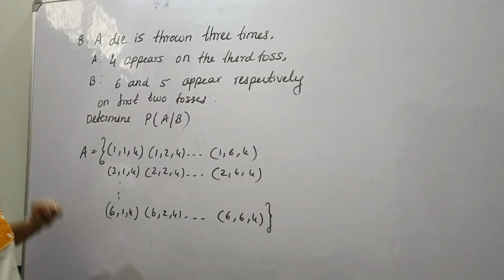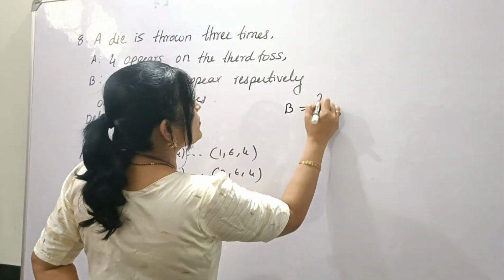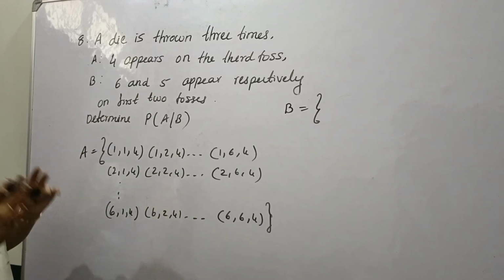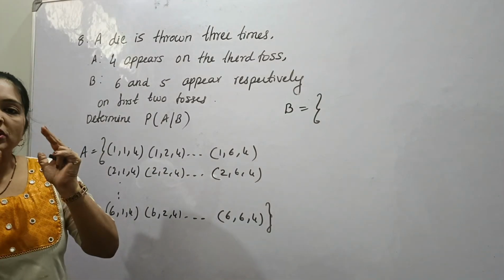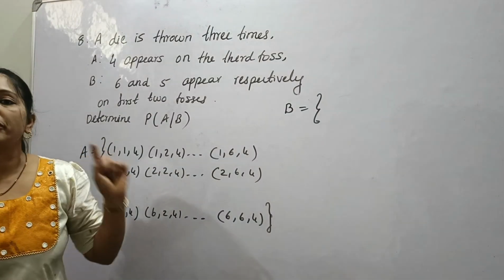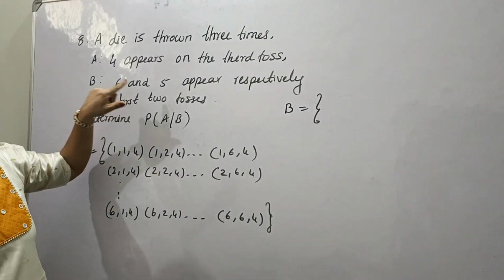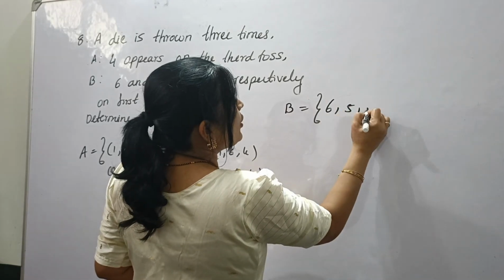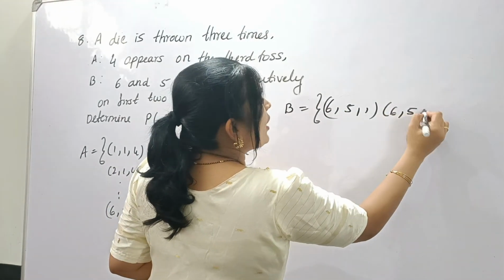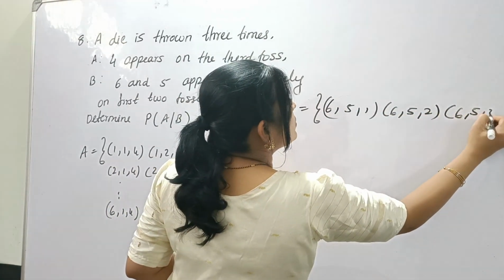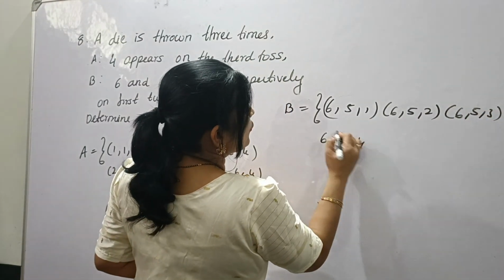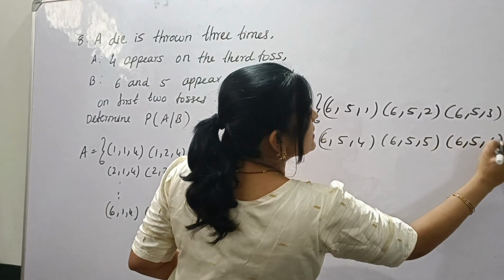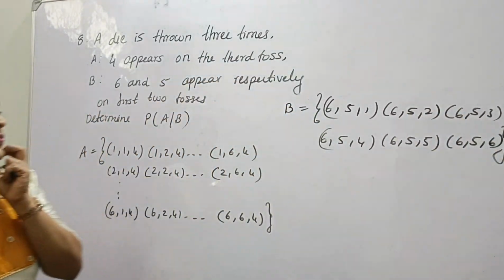Next, let's write elements of B. What are the possible outcomes of B? What is the event B? 6 and 5 appear respectively on first 2 tosses. So here the first number should be 6 and the second number should be 5. So what are the elements? 6, 5, 1, 6, 5, 2, 6, 5, 3, 6, 5, 4, 6, 5, 5, 6, 5, 6. These are the elements of event B.